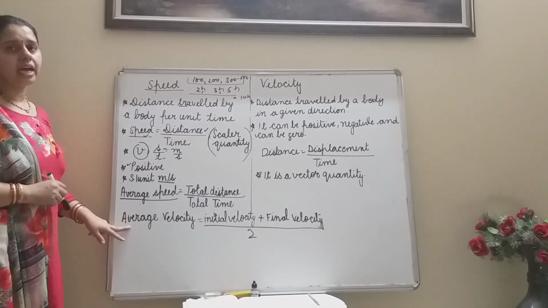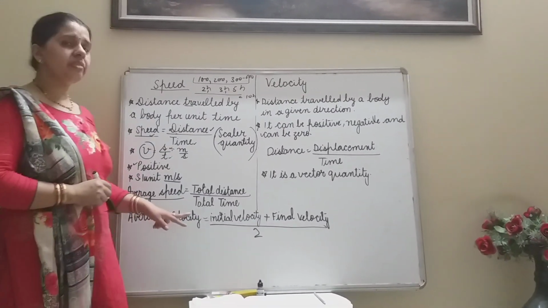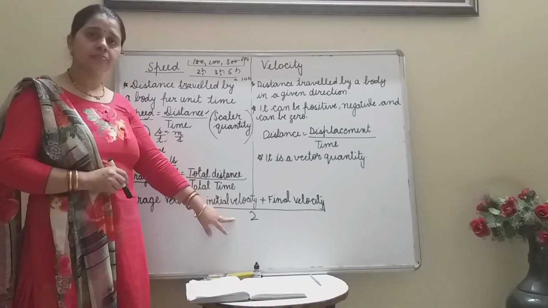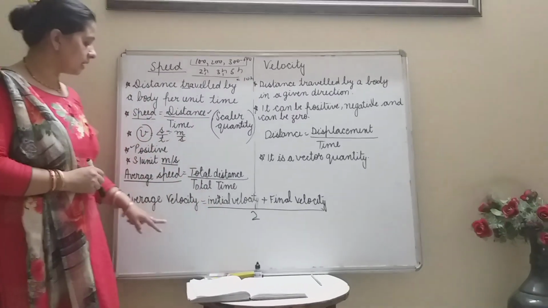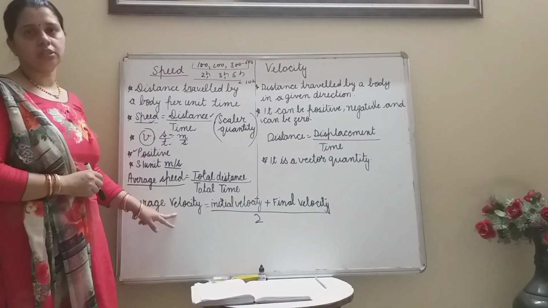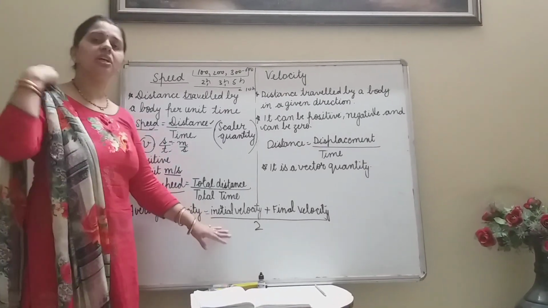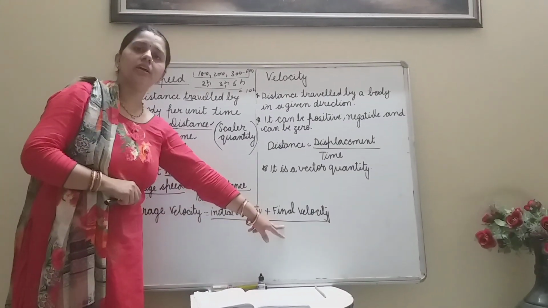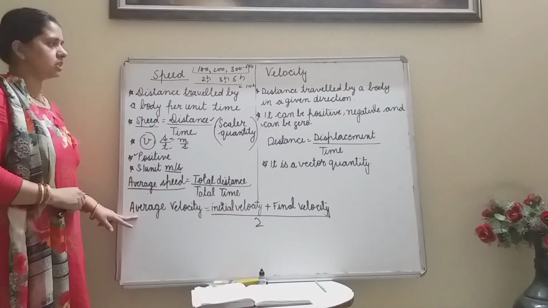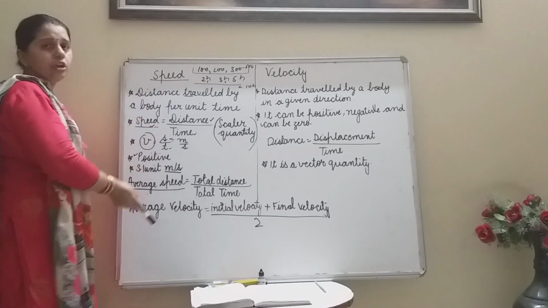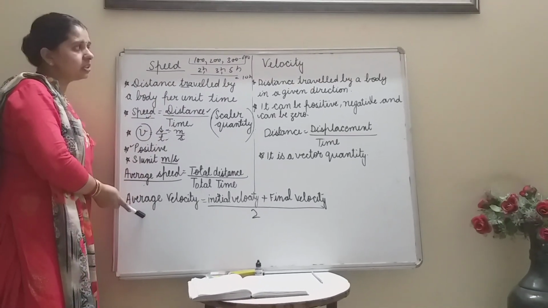Now what is average velocity? What we will do is initial velocity plus final velocity, divided by 2. So we can calculate average velocity. How can we calculate average velocity? Initial velocity plus final velocity by 2. So I have told you about speed, average speed and average velocity.